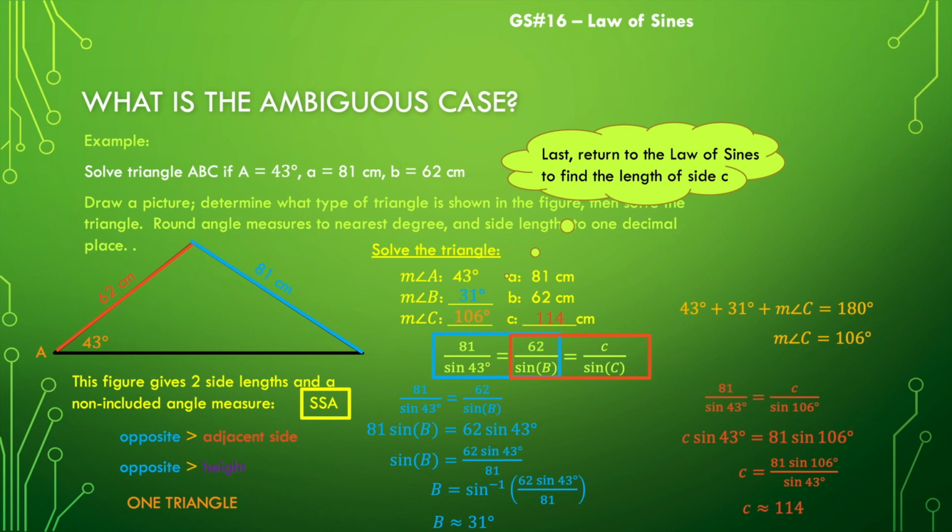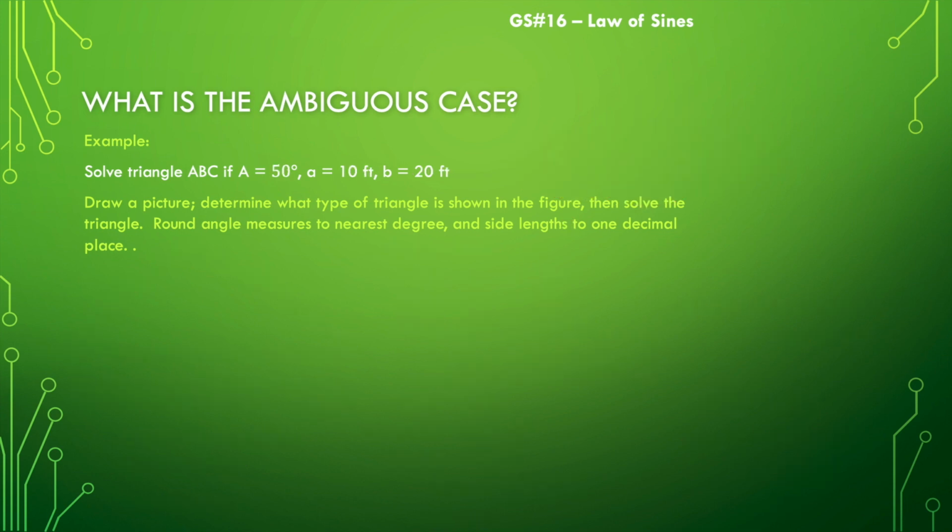Let's try another example. All right, so I've got a new triangle here, and in this case, the measure of angle A is 50 degrees. The length of side A is 10 feet, and the length of side B is 20 feet. So let's draw a picture. Start with that angle measure. Draw an angle that's about 50 degrees, so you can draw something close to half of a 90-degree angle. I'm going to put my adjacent side right next to the angle measure, the 20 feet. And then I'm going to put my opposite side across from it.